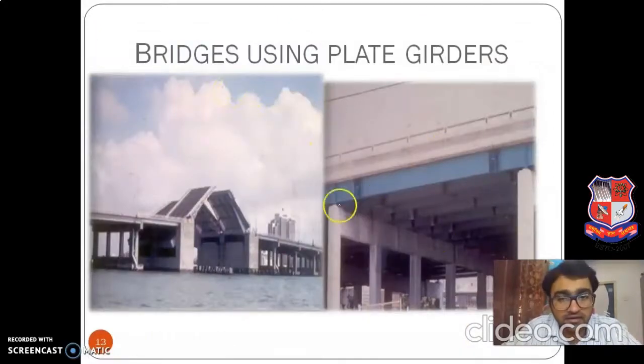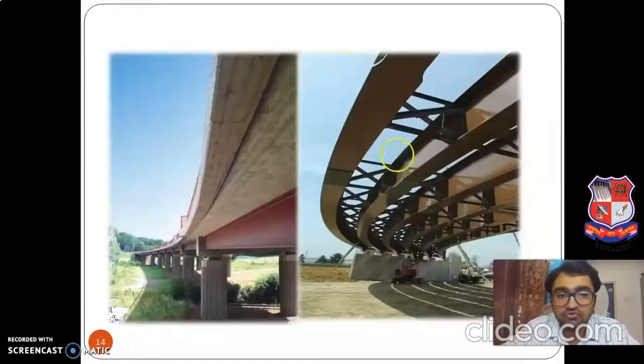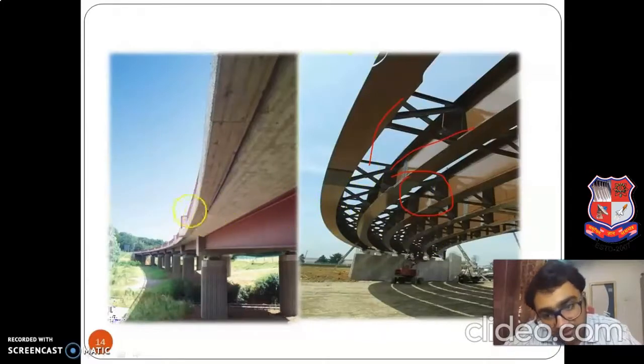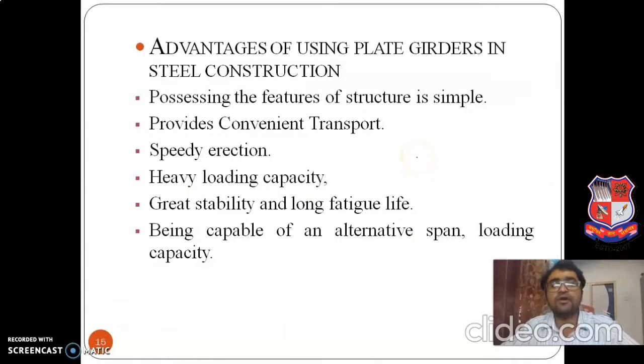Bridges using plate girder. Again, you will see this is the plate girders, right? So from different examples, it is now clear to you where plate girders are used. So you can see the whole construction, when it is constructing and after construction, with a plate girder going on throughout, right?